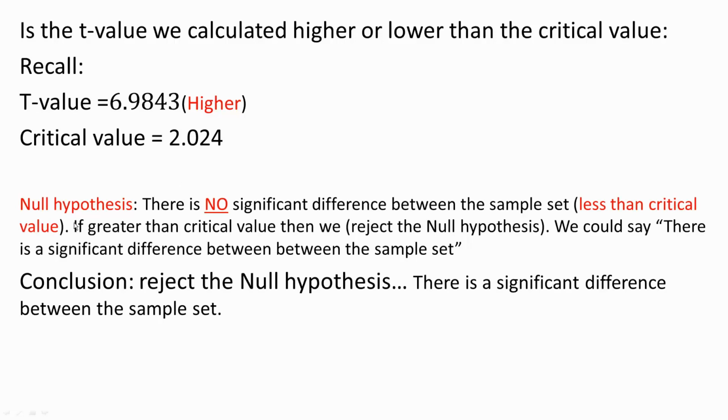And earlier we stated the null hypothesis: there's no significant difference between the sample sets if less than the critical value. If greater than the critical value, then we reject the null hypothesis. We could say there is a significant difference between the sample sets. Because of this statement right here, we know to reject the null hypothesis. So there is a significant difference between the sample sets. And that's pretty much it regarding Student's t-test.